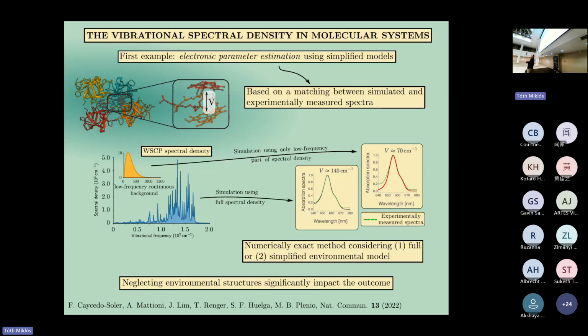But now if we include the full spectral density in our simulations, using numerically exact methodologies, considering fully the microscopic model, then we obtain a fit for 140 inverse centimeters. This means that encoding this structure that had been neglected in the spectral density significantly changes electronic dynamics, and in particular can significantly change our characterization of electronic model parameters. This is the first example that indeed this simplification might have strong consequences on actual electronic dynamics.